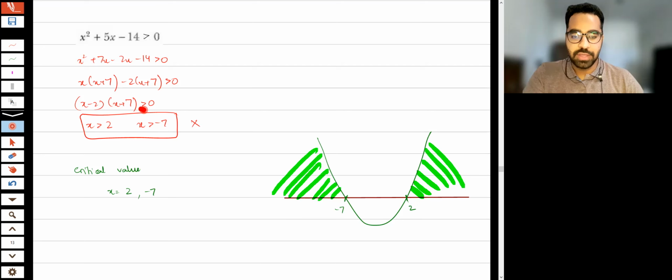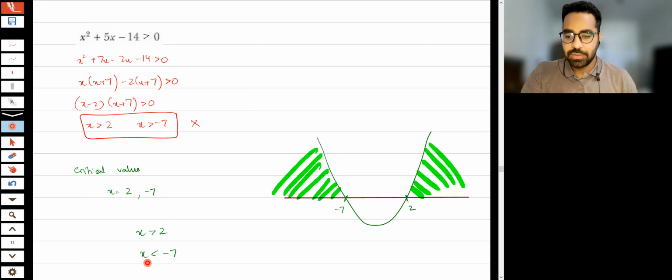So for a greater than sign, you're going to shade the portion above the number line, okay, and your answers would be x is greater than 2, and x is less than minus 7.